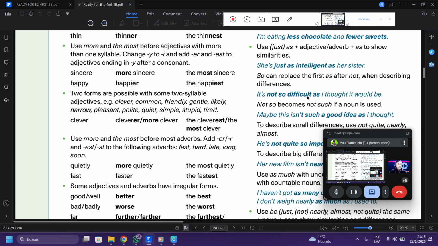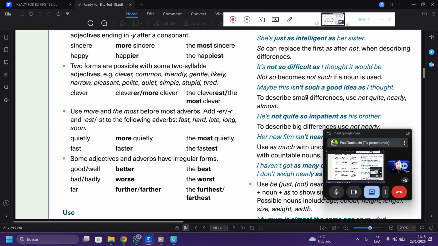Now, the so can replace the first as, okay? The word so can replace the first word as, the preposition as, after not, when describing differences. For instance, it is not so difficult as I thought it would be. Okay, it is not so difficult, so hard, so tough as I thought it would be. Okay, so please, one more time, think of your examples.